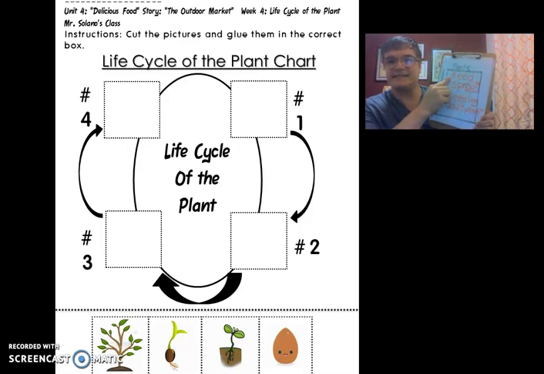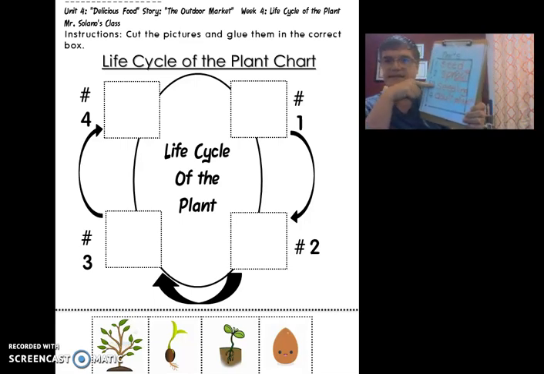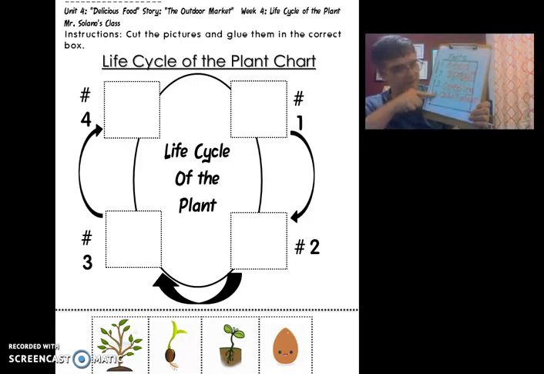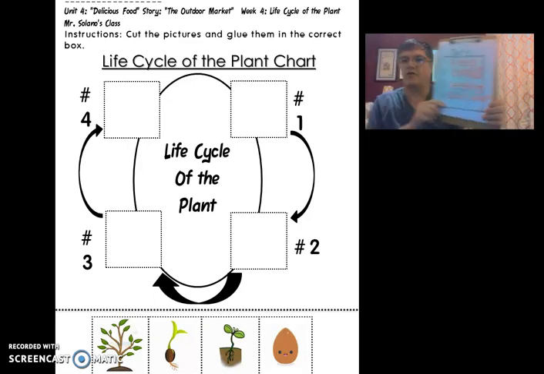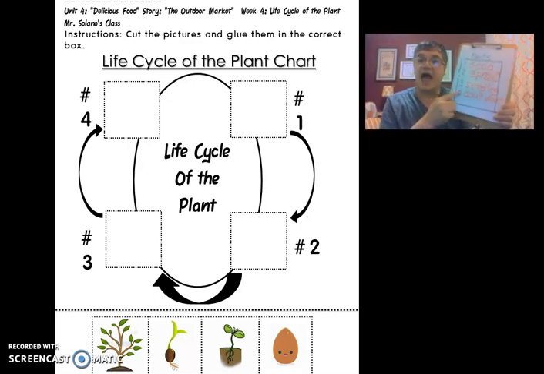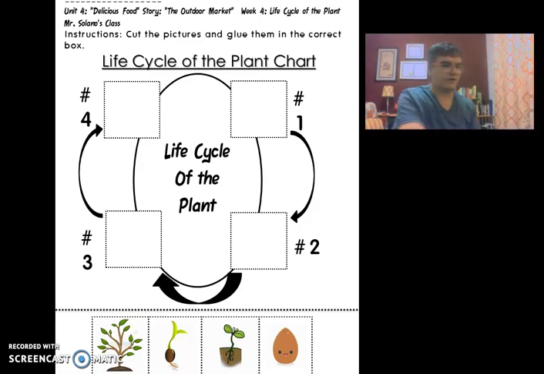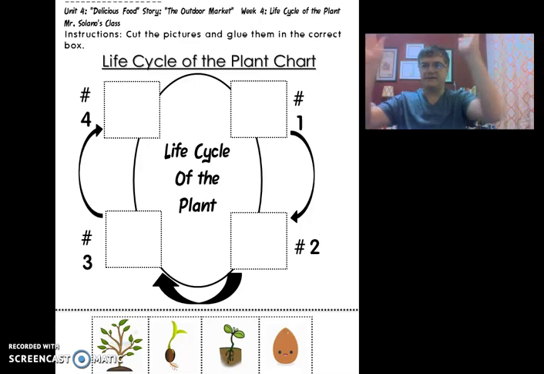Everybody say seed. Very good. Everybody say sprout. Sprout. Everybody say seedling. Seedling. And finally, adult. Adult plant. Very good. Okay, those are what we're going to need. Then we're going to use the pictures. Okay, if you're ready for our chart, happy hands together on your lap.